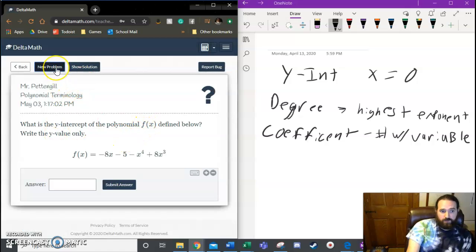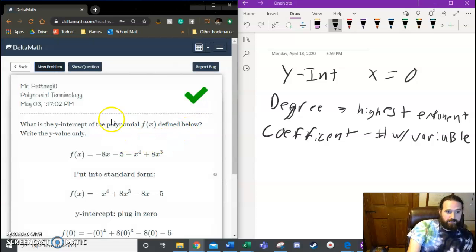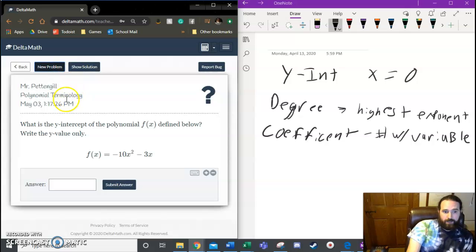Y-intercept again. We've done a couple y-intercept examples. This one I would just scan through real quick and go, hey, here's a negative 5. That's the only thing not with an x. If x's were zeros, everything else in this problem would turn into zeros, and I'd have a negative 5. So, done. New problem.